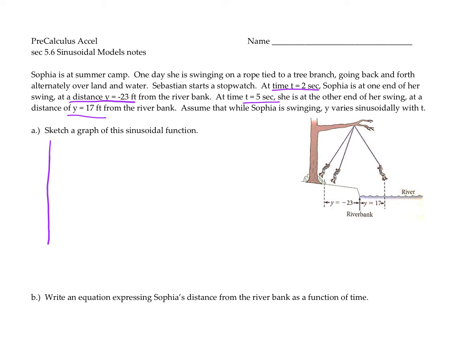Something I know is that the maximum height was 17 and my minimum height was negative 23. I want to use those to help me find the sinusoidal axis. So I want to find the midpoint between 17 and negative 23. If I do 17 plus 23, I get 40, and divide it by 2, so my amplitude would be 20. So my sinusoidal axis would be at negative 3.